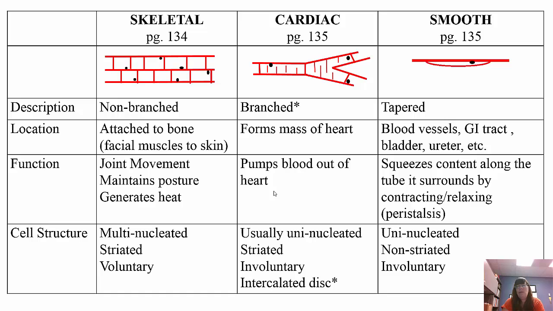Smooth muscle is kind of tapered. Blood vessels, GI tract, bladder, ureter, those kind of things. And basically what it does is it uses peristalsis, which is an alternating, contracting, relaxing motion that squeezes the contents through, kind of like a tube of toothpaste. It's not striated, and it's involuntary.